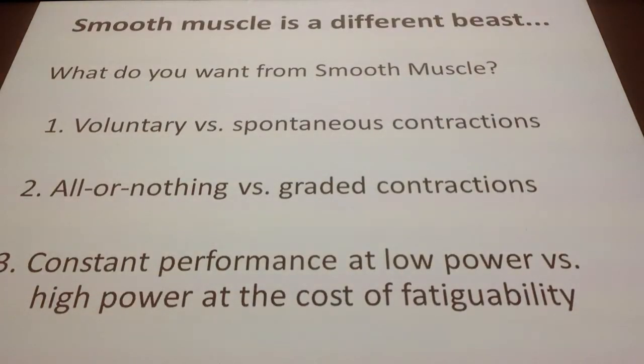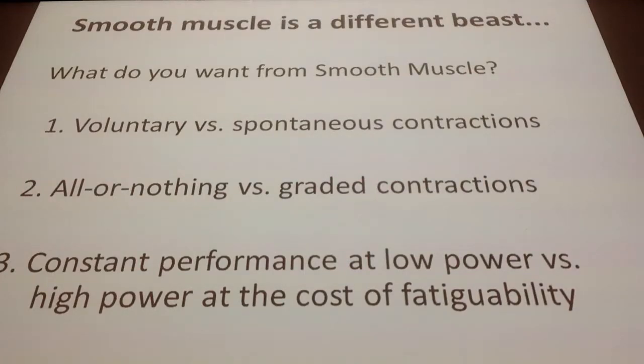Okay. Smooth muscles. Smooth muscles are very different. Smooth muscles can form smooth muscle tissues, or they can be individual cells. So let's talk about these three things first. Smooth muscle contraction is also spontaneous, so involuntary. You can't directly control the contraction of smooth muscle cells. It's graded instead of all or nothing.